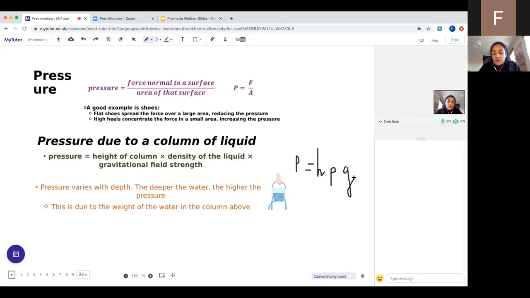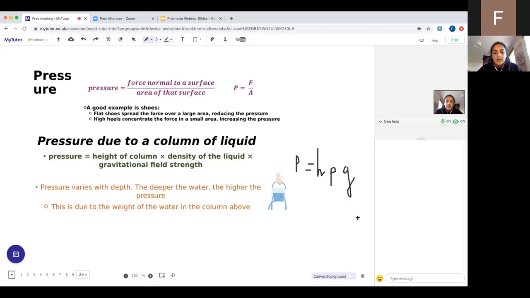There would not be a triangle for this equation because there's too many elements in the equation. So if you do normally learn your equations in triangles, this is one of them that you won't be able to do in a triangle. But you will be given this equation, so don't worry too much.